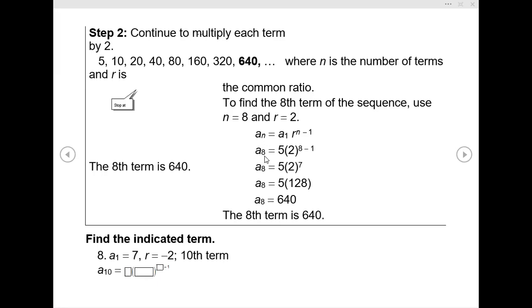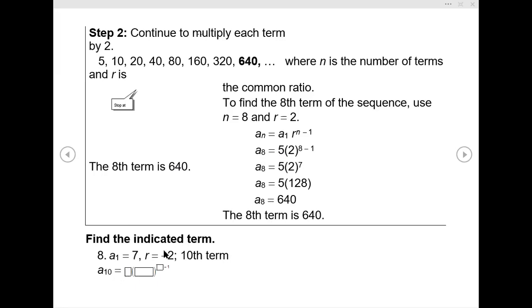Then I'm going to substitute now. It will be a_8 equals 5, which was the first term, times 2, which was the ratio, to the power of 8 minus 1. Then it will be 5 times 2 to the power of 7, which equals 640. So the 8th term is 640. With this formula, we can find any term. Let me give you another example.